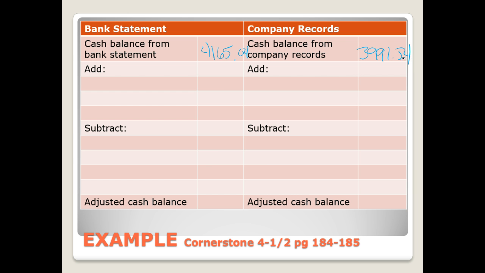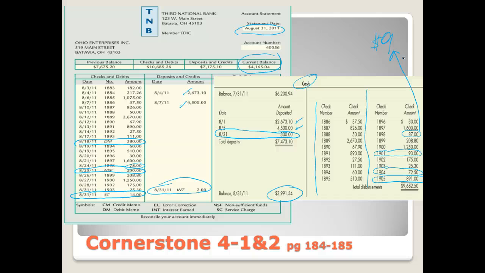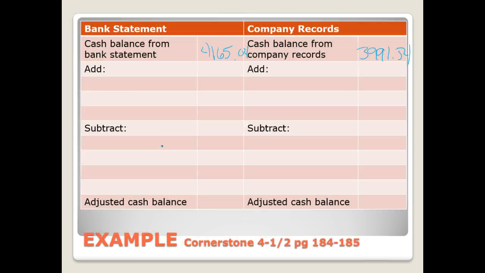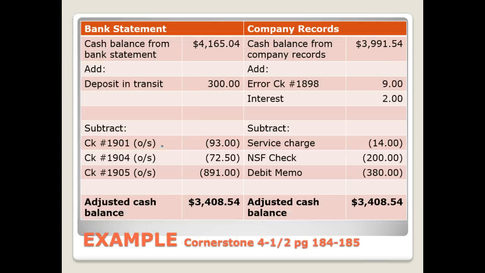Now, I'm going to add any deposits in transit to the left side of the account, as well as subtract any outstanding checks. And then to the right side, I'm going to add that check error where I had over-recorded. I'm going to add the interest, and then I'm going to subtract the debit memo, the NSF check, and the service charge. So let's look at that bank reconciliation.